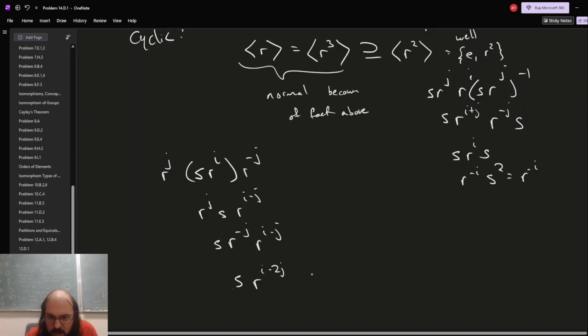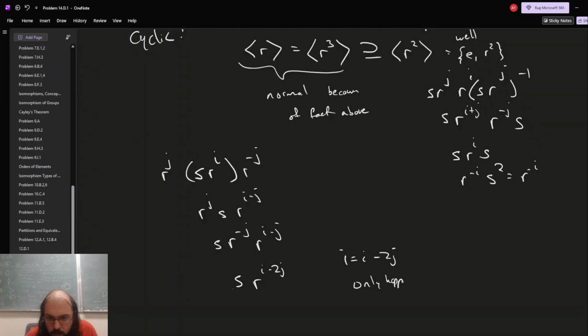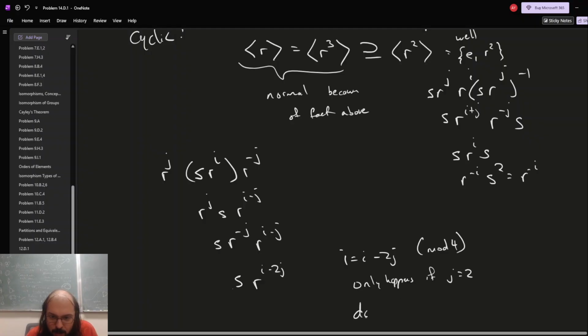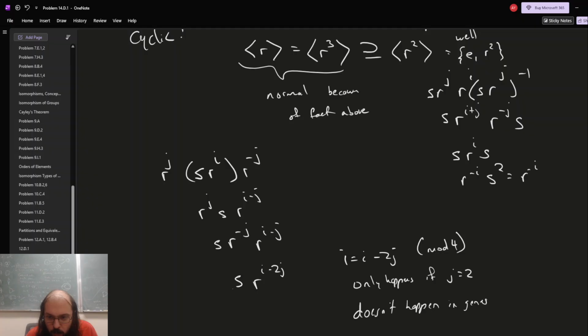And so can this be equal to itself? Well, that would mean that i is equal to i minus 2j, which only happens if j is 2. Because if j is 2, then this is 4, right? And we're looking at powers of rotations, which are mod 4. And so since it only happens if j equals 2, it doesn't happen in general. And that's really all that matters, to not be normal, right? If there be some counterexample to conjugation sending you back into the same subgroup. And so none of these guys are normal, right? The i here is completely irrelevant. It just cancels from this equation. All of them are not normal.